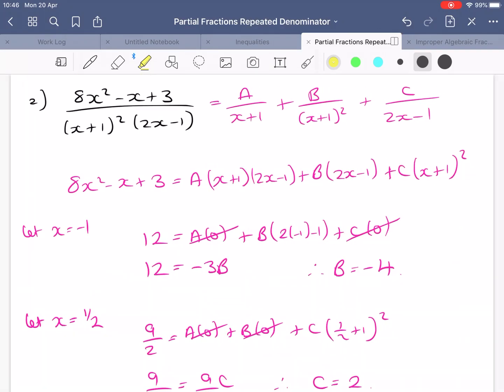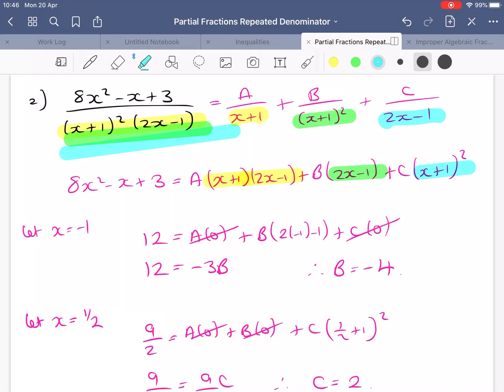Okay, so again, second one. How do I make this denominator the same as this one? I need an extra x plus 1 and a 2x minus 1. Make that the same as this. I just need the 2x minus 1. And make that the same as this. I just want the x plus 1 squared. So there's the first line.